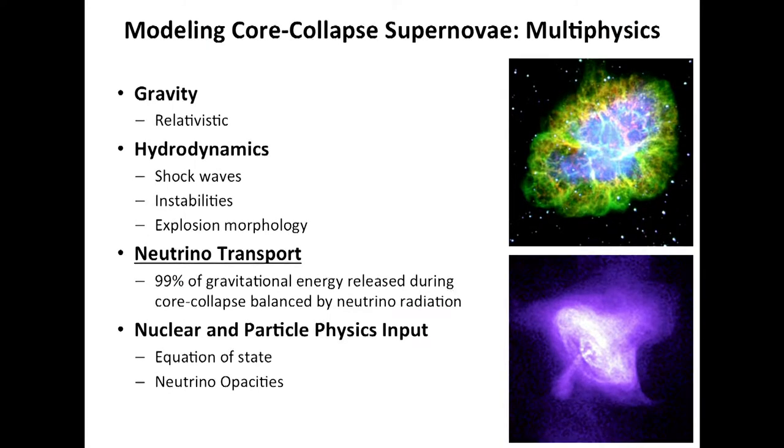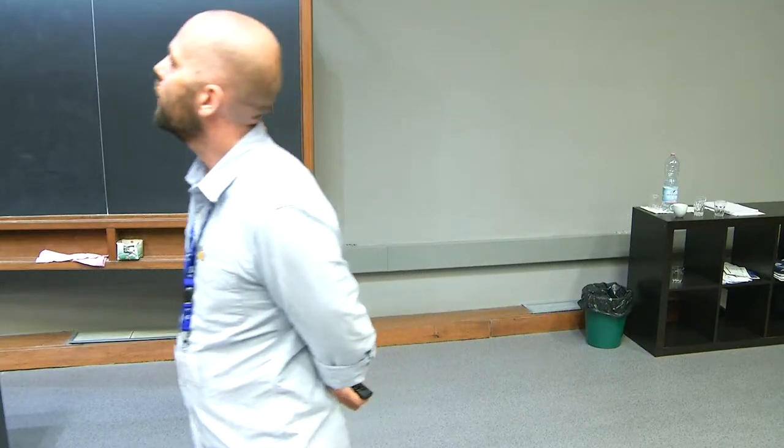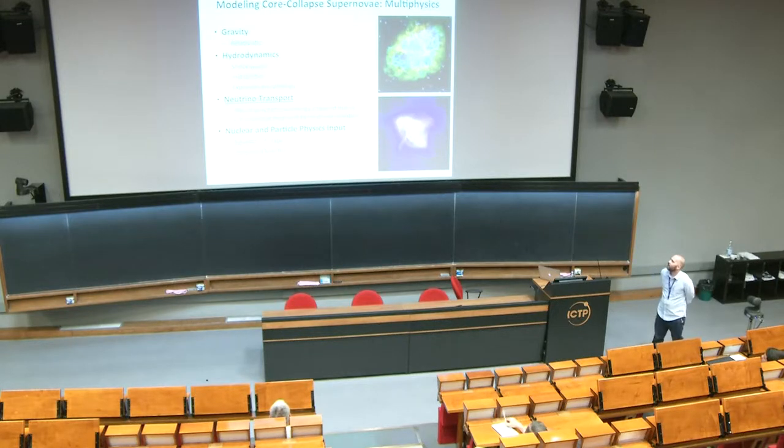So modeling core collapse supernovae is a multiphysics problem. It involves gravity, and gravity is relativistic at this scale, hydrodynamics, neutrino transport, and nuclear and particle physics inputs. The equation of state and neutrino opacities are needed to get the dynamics correctly. And in particular, neutrino transport is very important. 99% of the gravitational energy that's released in a core collapse is radiated away by neutrino emission. Only about 1% of the energy is ejected as kinetic energy in the matter.